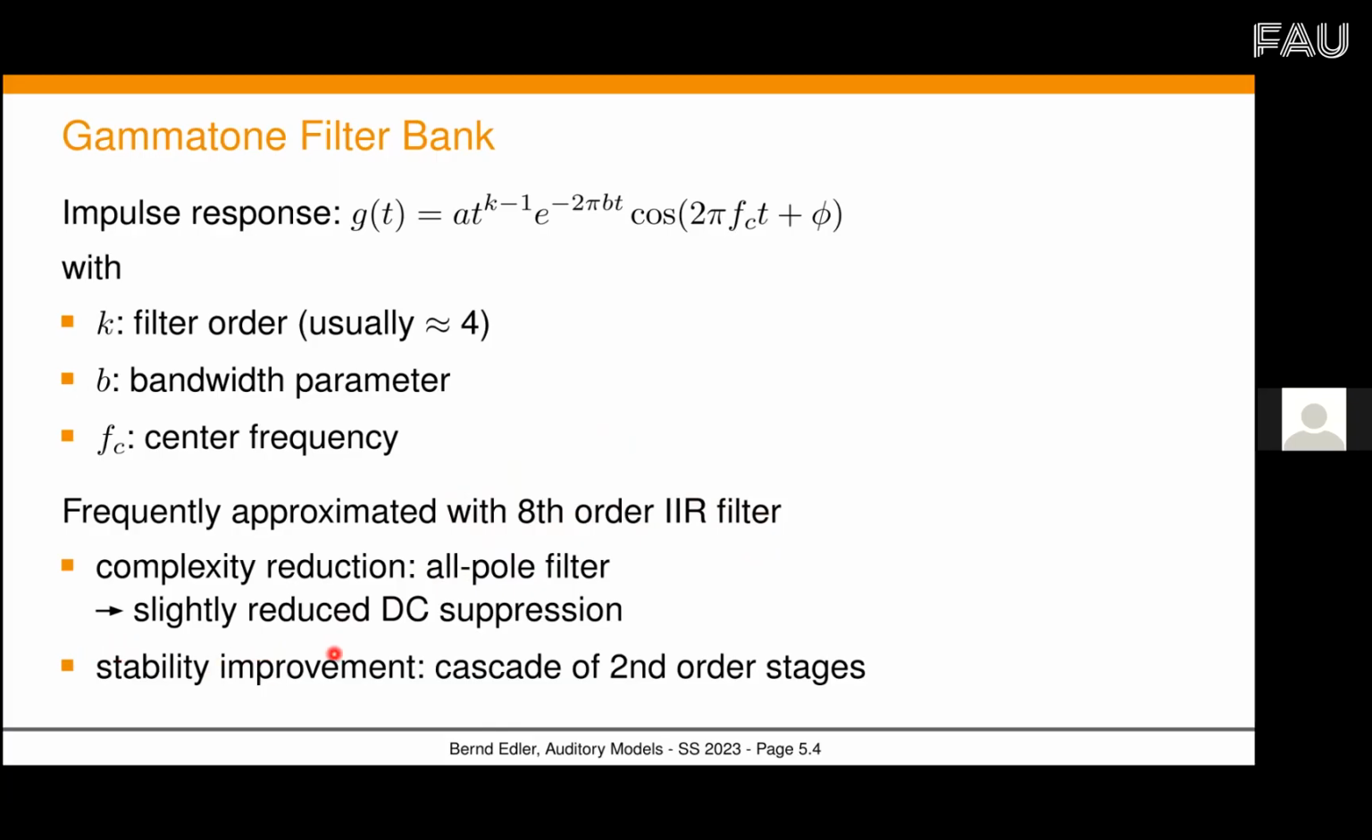But if you want to avoid these instabilities, you can do better by implementing the whole filter bank as a cascade of 4 2nd order stages instead of 1 8th order stage.